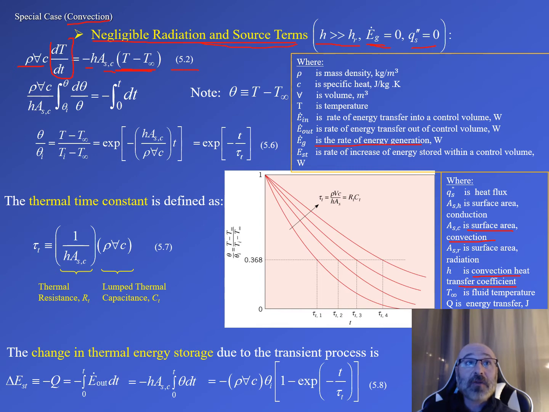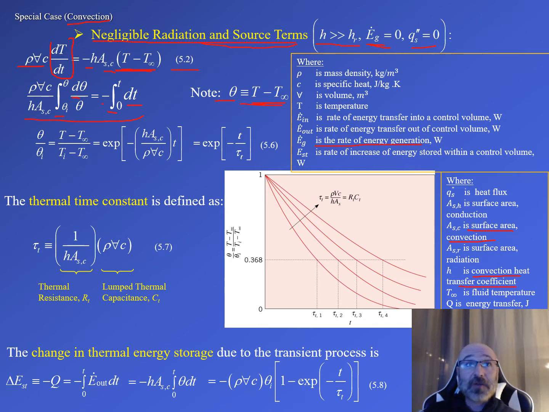Now if we take the integral of this, we can pull out our constants. So we pull out the constants from the integral. So integral from theta sub I to theta of d theta over theta is equal to negative integral from 0 to t of dt. When we integrate both sides of that, we rearrange a little bit. Now a thing to note, recall our theta is our temperature difference of T minus T infinity. So that's what we're going to plug in for our theta terms when we see the simplified equation that we're taking our integral of.